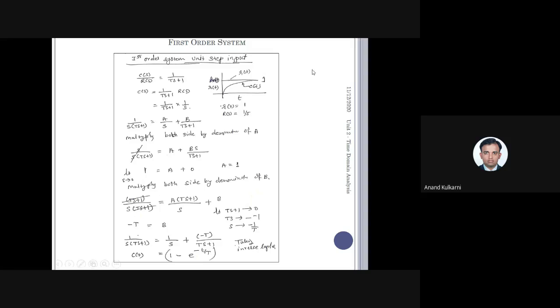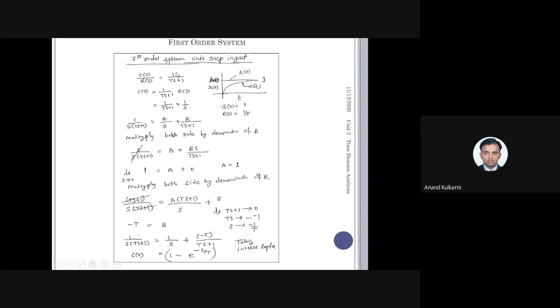So for time t equal to 0, it is 0. For time t greater than 0, it is 1. So R of t is written as 1 and R of s, after taking the Laplace transform, is 1 upon s. Here this is our standard first order system. The transfer function C(s) by R(s), that is output divided by input, is 1 upon Ts plus 1.